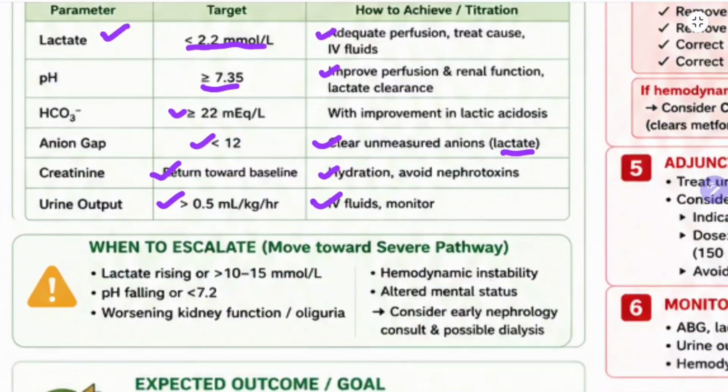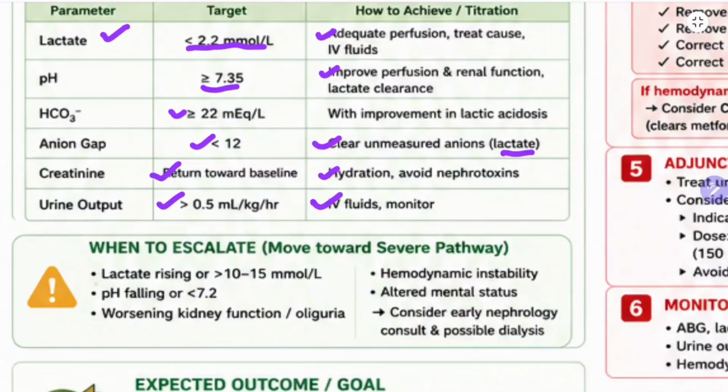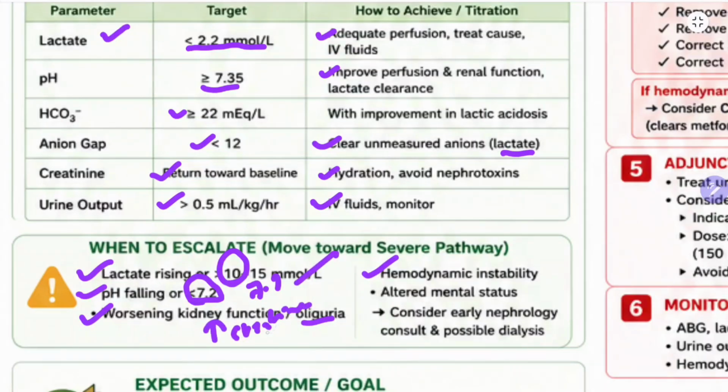Now, when to escalate, when to move towards the severe pathway. If lactate goes more than 10, or pH goes less than 7.1, or there is worsening kidney function, or the patient develops oliguria and hemodynamic instability, or the creatinine is increased. So acidosis is worsening, kidney function is worsening, the patient is having hemodynamic instability or altered mental status, then consider early nephrology consult and possibly dialysis.